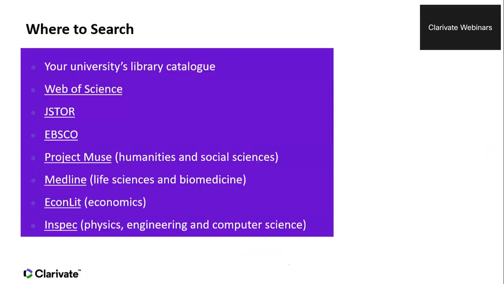Now, where can you search? You can search your university's library catalog. You can search on databases like Web of Science. It could be a discovery database like EBSCO. There are different databases that you can search in order to do a literature review.